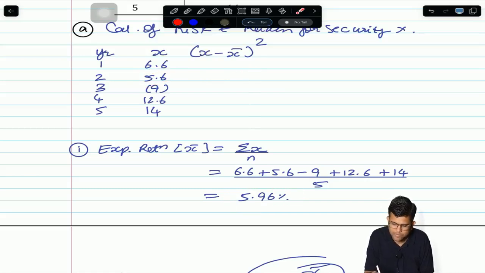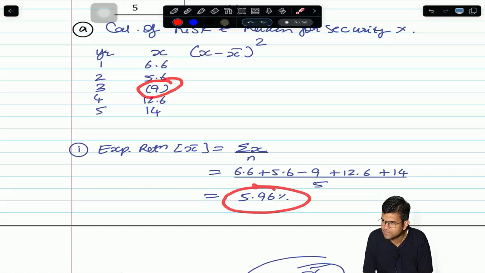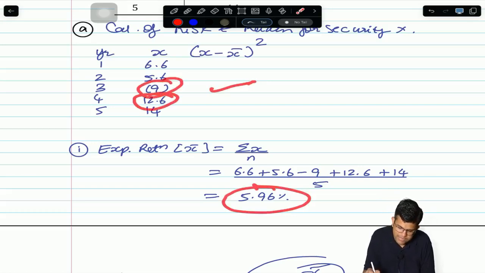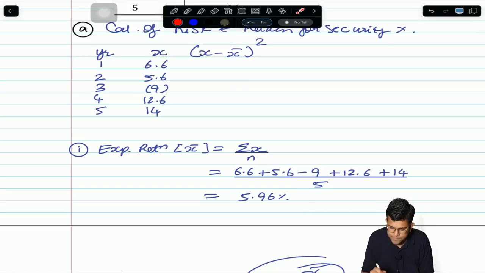I don't know whether you are smart or not. 9 minus 5.96, into equal to, M plus. 12.6 minus 5.96 into equal to, M plus. 14 minus 5.96 into equal to, M plus. MRC, how much are you getting?